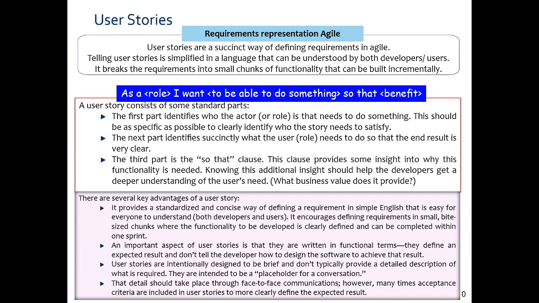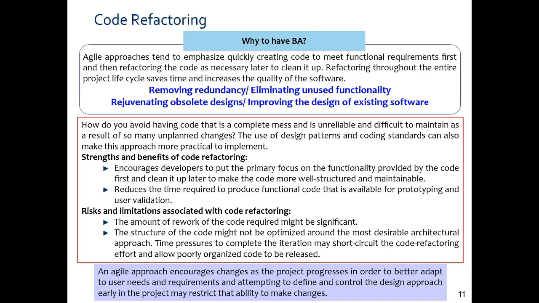That is, the natural language that has been used to state the requirements was imprecise. That impreciseness has been removed by having a direct dialogue, or face-to-face or verbal communication. Now we have focused on why to have a BA, isn't it?